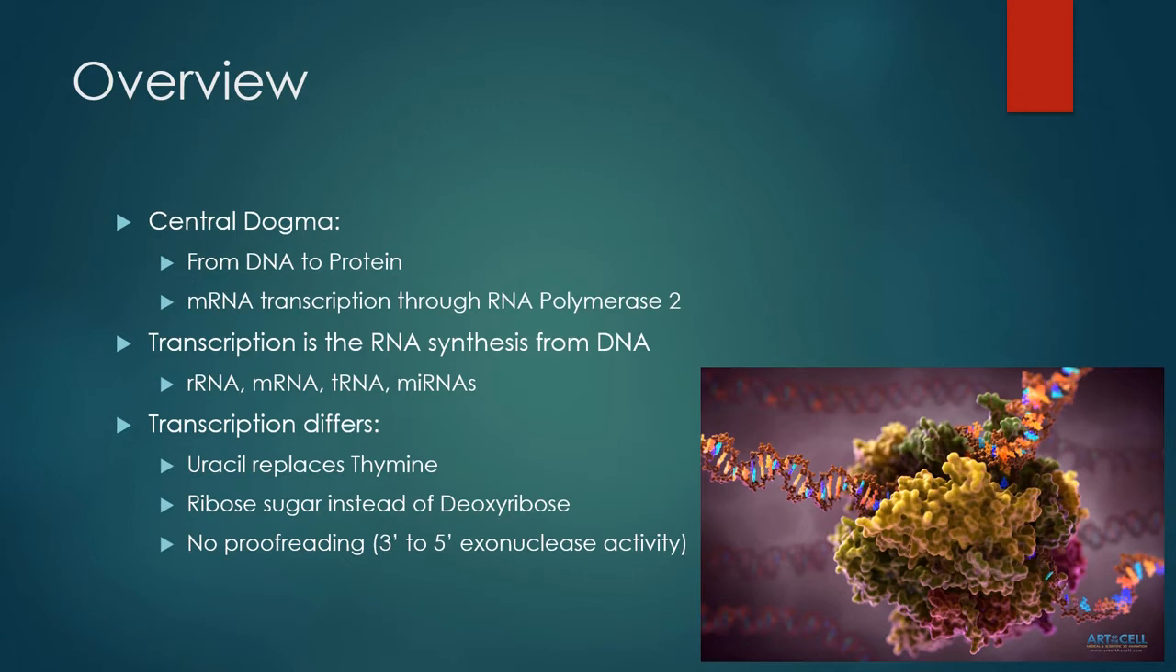So, a few ways that transcription differs from replication. Uracil is a nucleotide used in the place of thymine. Ribose sugar is in an RNA molecule instead of deoxyribose, and there's no proofreading activity. This is done in replication through DNA polymerase I, which has 3' to 5' exonuclease activity, but RNA polymerase only has one polymerase enzyme that synthesizes from 5' to 3'.